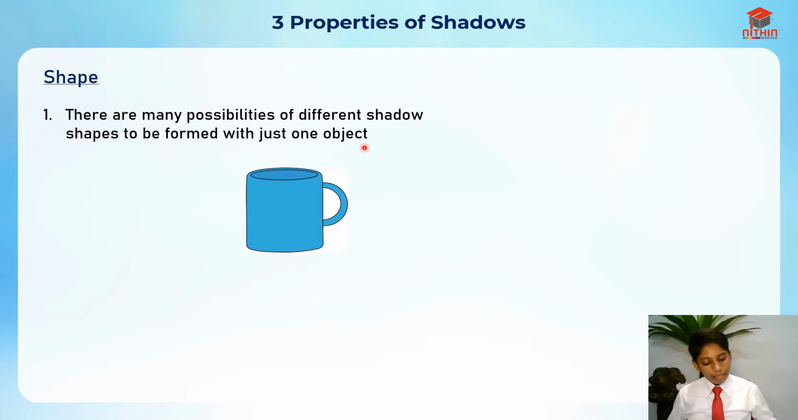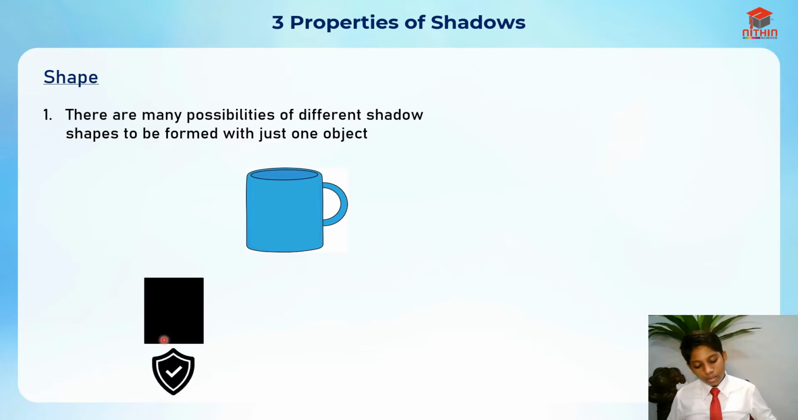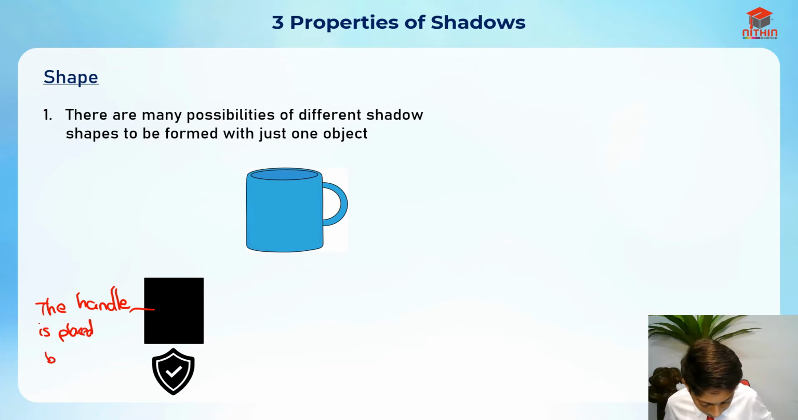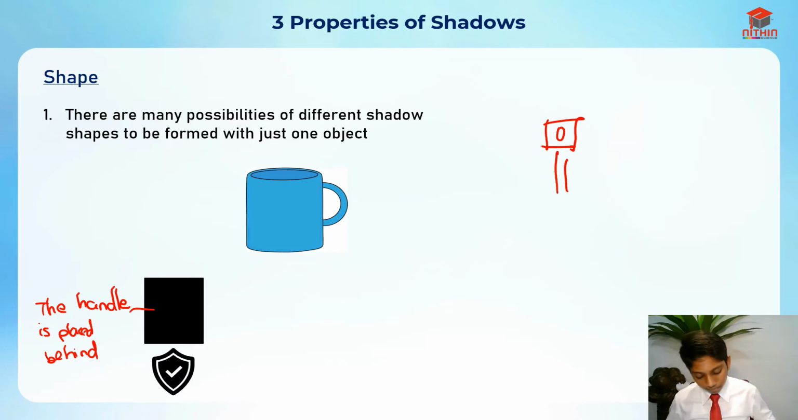For example, we have a mug over here. This mug can actually form three types of shadows. One, a rectangle. This is when the handle is placed behind. Imagine the light source, the cup over here, and the handle over here. You cannot see through the object, but over here I'm showing a see-through kind of thing, and the light comes straight at it. So this is how a rectangular shadow can be formed.